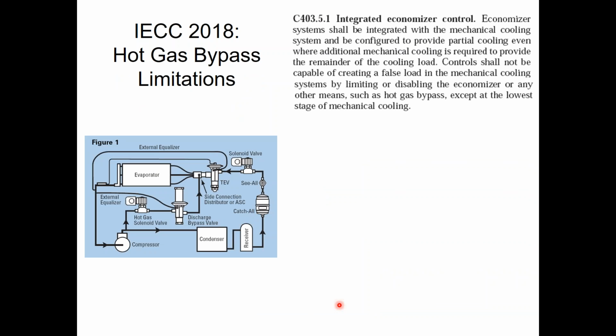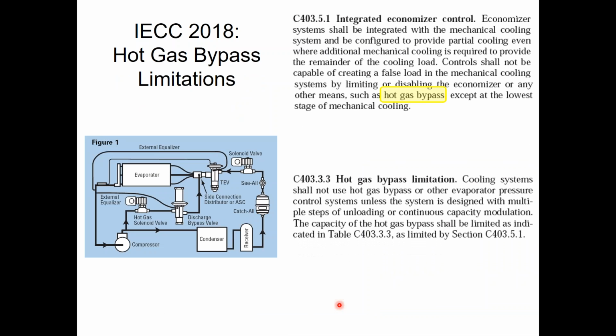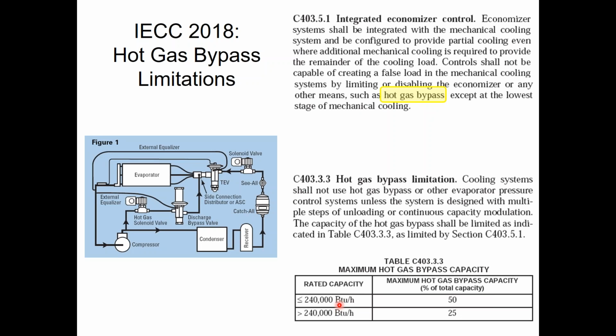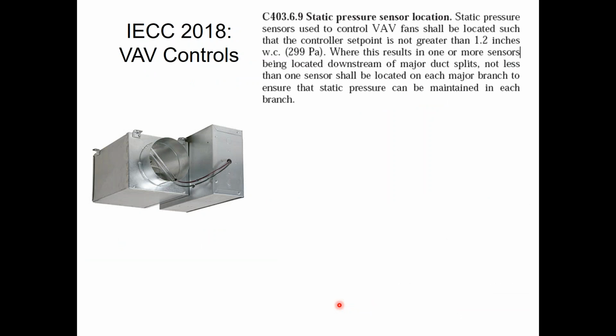Hot gas bypass is limited, as I mentioned before, based on the code. So you can use it, but it cannot count as one of your mechanical stages of cooling, and you can't use it for more than 50 or 25% of the total capacity, depending on the size of the system.